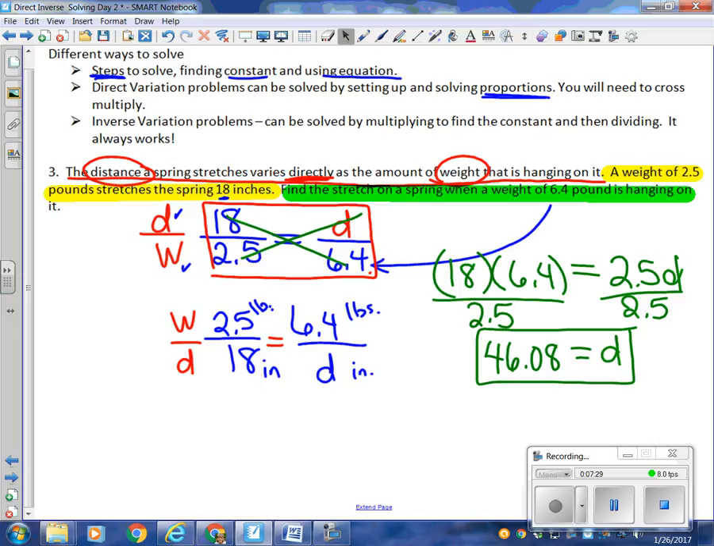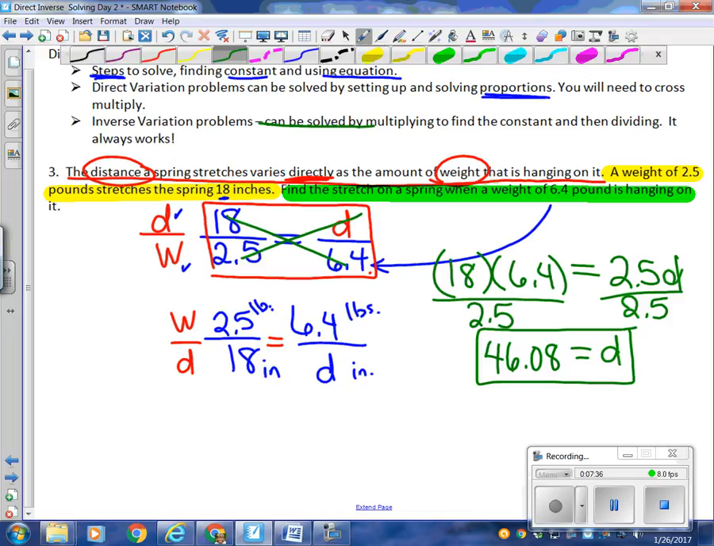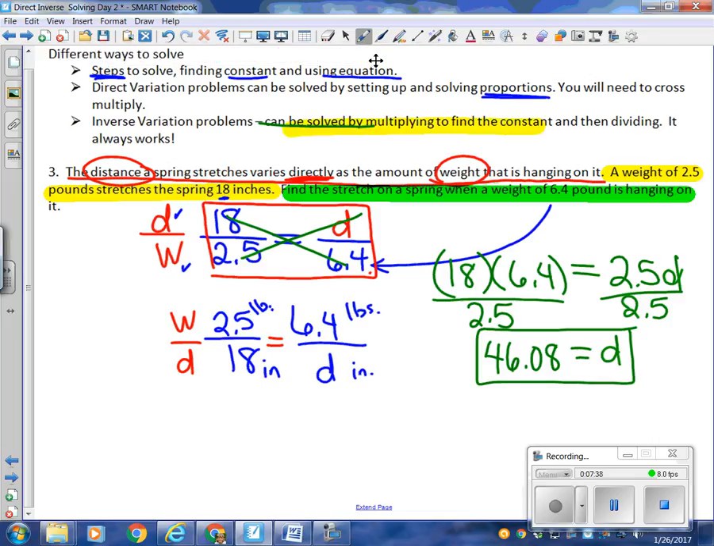All right, the second one I want you to pay attention to is where it says inverse variation can be solved by multiplying to find the constant and then dividing. That always seems to be the pattern. So it's really not a trick. It's just shortcutting the steps to where they're super quick and simple.